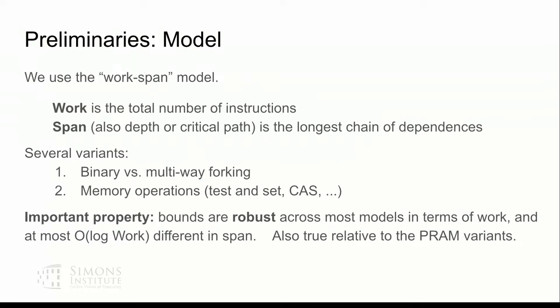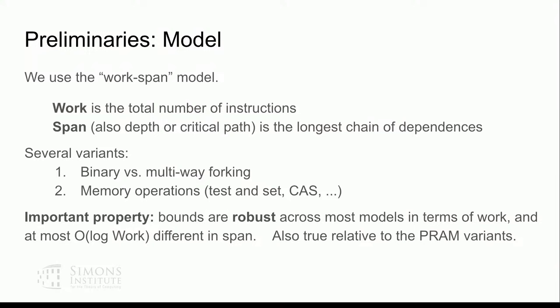We're going to be talking about algorithms in a specific model for parallelism, and I'm going to be giving some bounds for different algorithms. I'll talk about two types of bounds. One is work, the total number of operations. The second is the depth of the computation. You might think of parallel computation like a circuit. We care about the total number of operations and the depth of the computation. This is a standard model.